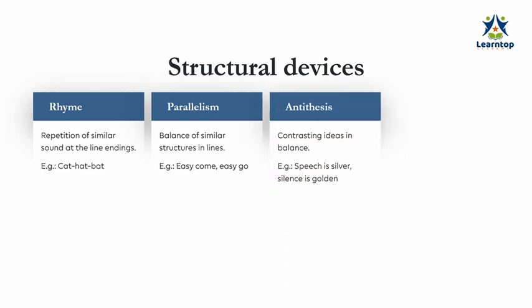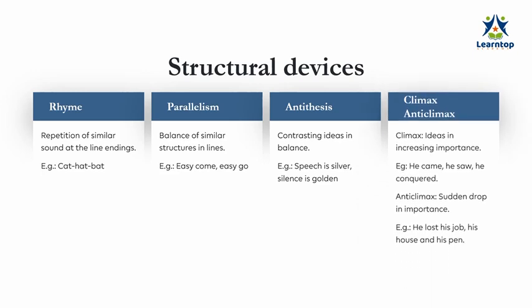The third one, antithesis. This is used when contrasting ideas are placed together in balance. For example, speech is silver, silence is golden. So there's a comparison made between speech, that means noise and talking, and silence. The opposite ideas make the sentence more powerful.